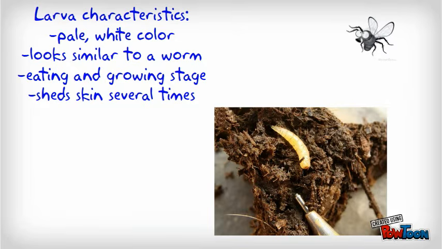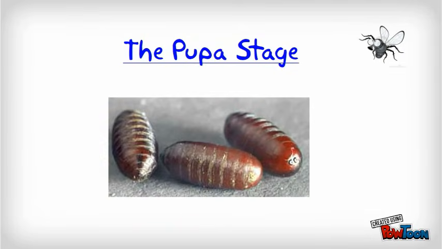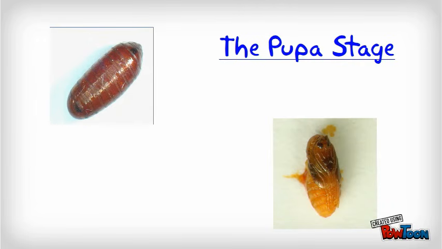After about 5 days, it goes into the third stage of its life cycle, the pupa stage. In the pupa stage, the larva does not feed and is not active. Inside its pupal case, the larva continues to change. It sheds its worm-like appearance and starts forming into a housefly. In about 3 to 6 days, an adult fly fully forms within the pupal case.